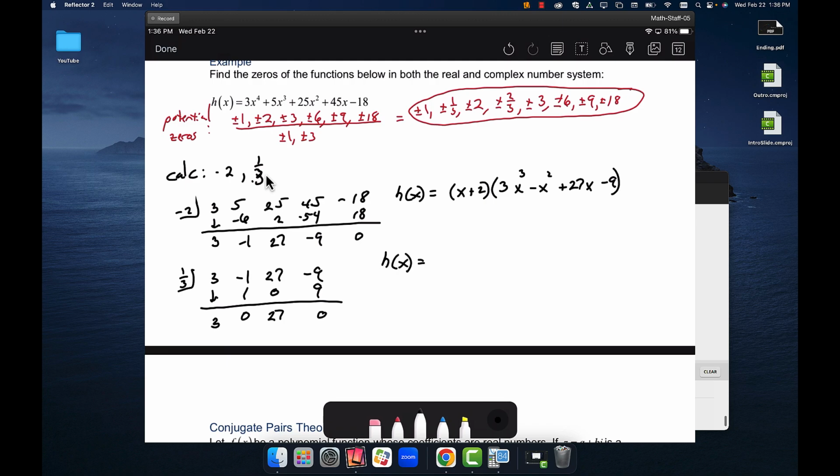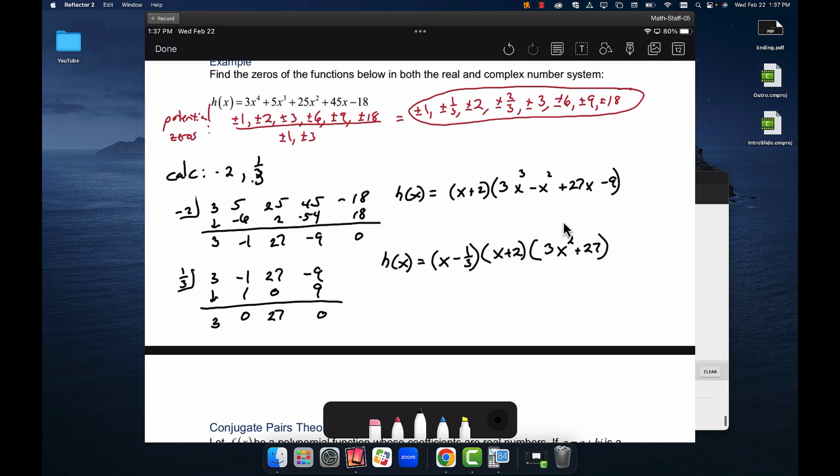So now if we're rewriting h, this time we divided by x minus 1/3. Again, the 0 is 1/3. The factor that we actually divided by is x minus 1/3. X plus 2 was there earlier, and then the result now is what we have down here. That is 3x squared plus 27. And so we have 2 real zeros. Those were from the calculator and from our division.